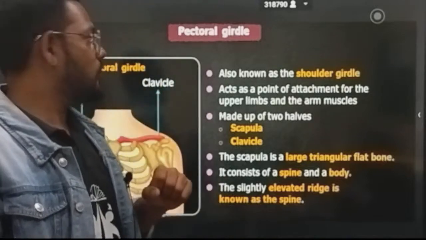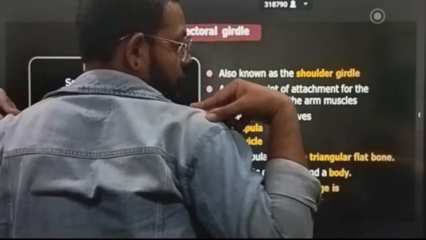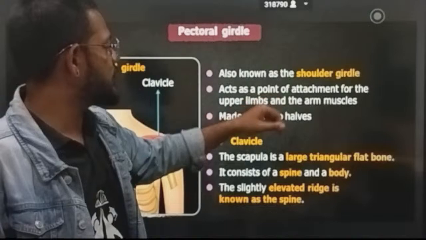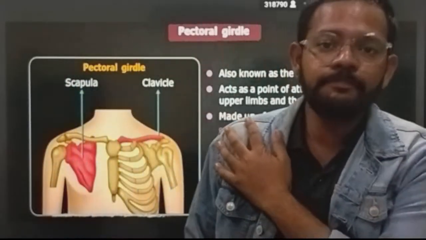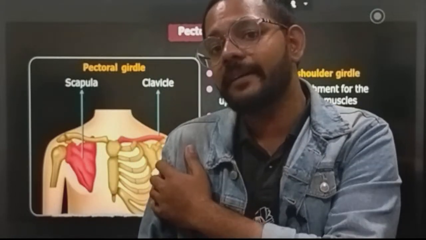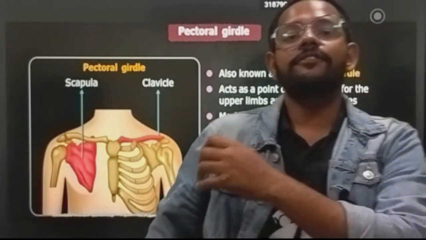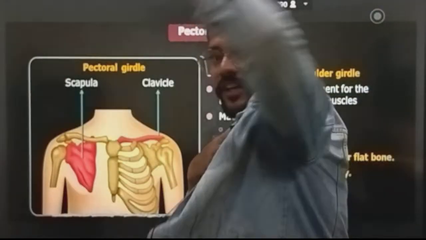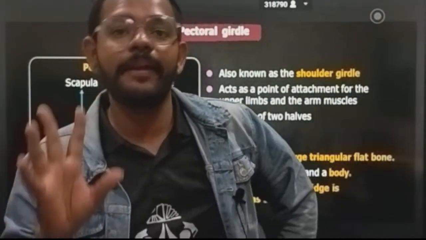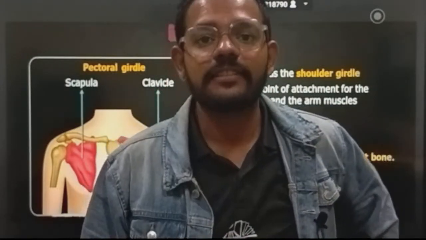First we have the pectoral girdle, also known as the shoulder girdle, meaning the bones which make your shoulder. It acts as a point of attachment for the upper limbs and the arm muscles. In this pectoral girdle the head of the humerus gets attached. Different muscles of your hand, biceps and triceps, get attached to the pectoral girdle, which make your hand move or swing. It is made up of two halves, mainly two bones on each side: one is the clavicle, another one is the scapula.